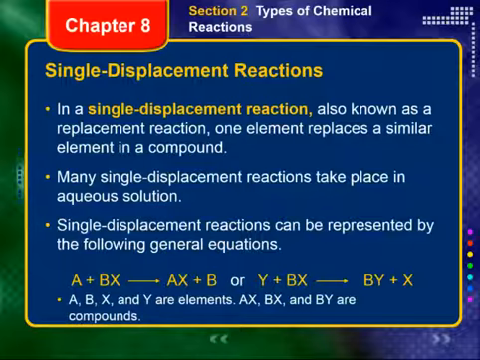In a single displacement reaction, one element replaces a similar element in a compound. Many single displacement reactions take place in an aqueous solution. In fact, most of the ones we're going to look at are in aqueous solution. Single displacement reactions can be represented by the following general equation: A reacting with BX to form AX and B. Notice all that's happened is A has replaced B to bond with X. Because B has been displaced, B is now by itself.